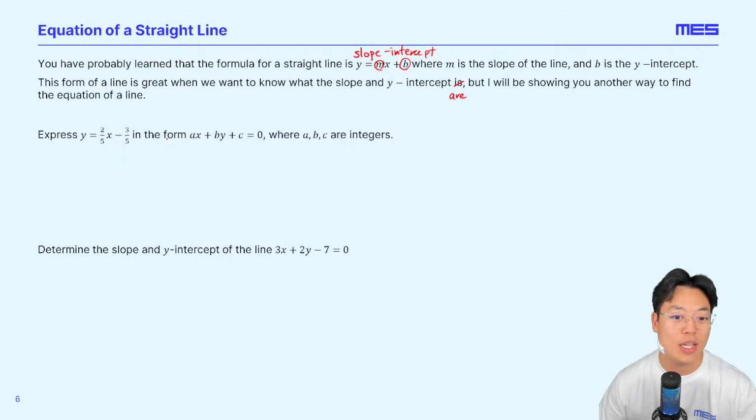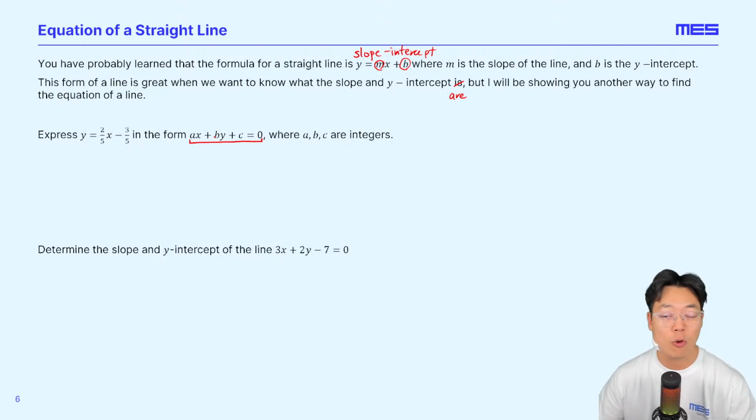Express this equation in the form, this right here. Now this, we may not be familiar with this form, but that's okay. A, B, C are all integers. Anyone can explain to me what an integer is in the chat?